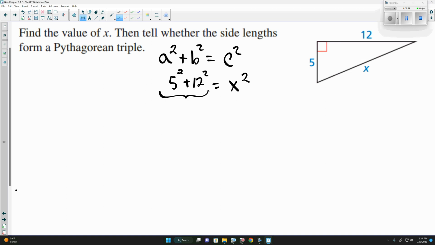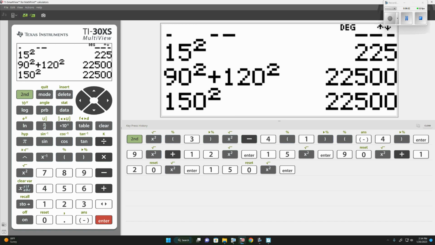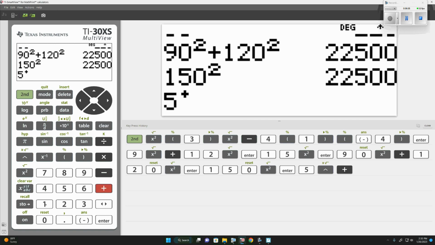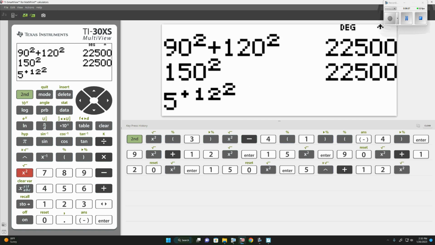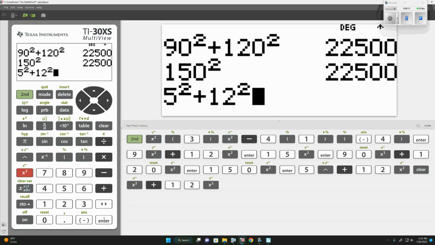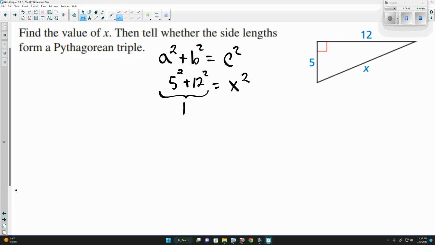Five squared and 12 squared are both on the same side, yes? We can plug that in. 5 squared plus 12 squared is 169. And this is equal to x squared. What would we do next? We would square root both sides.